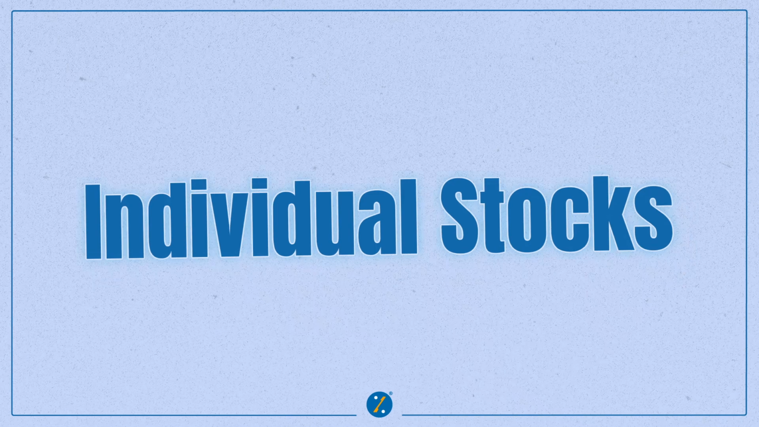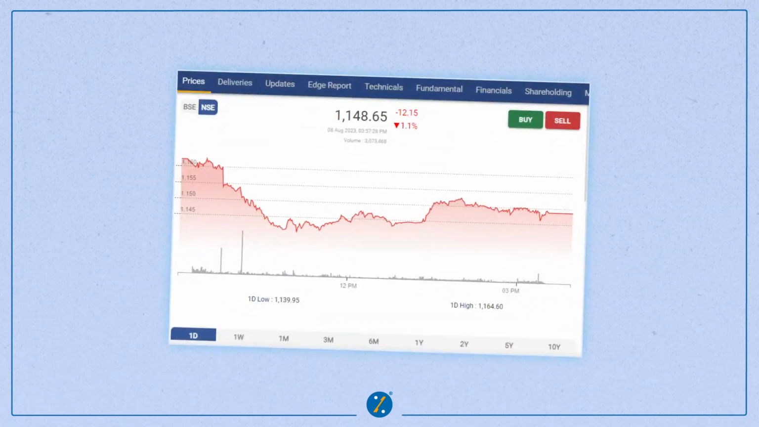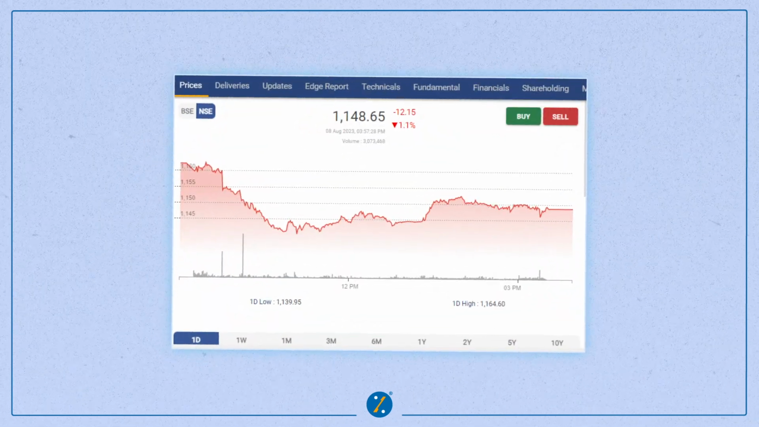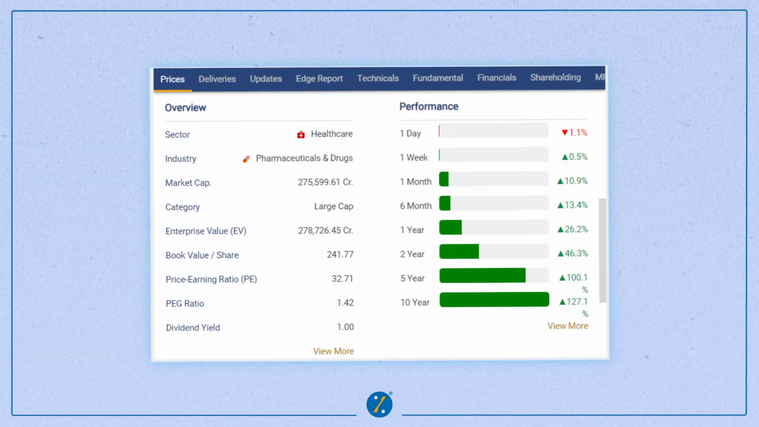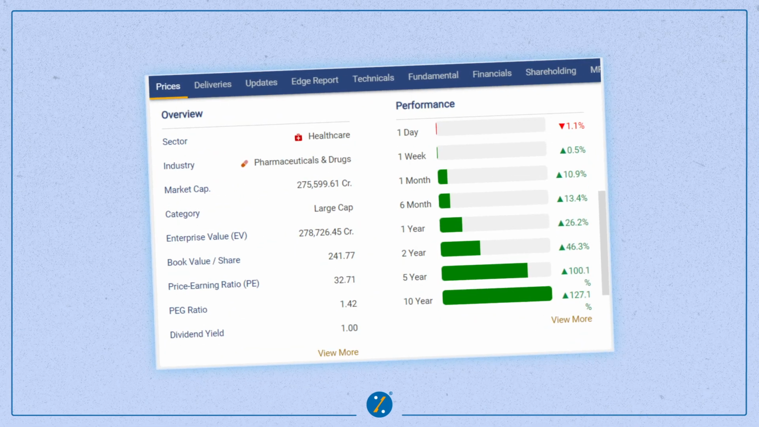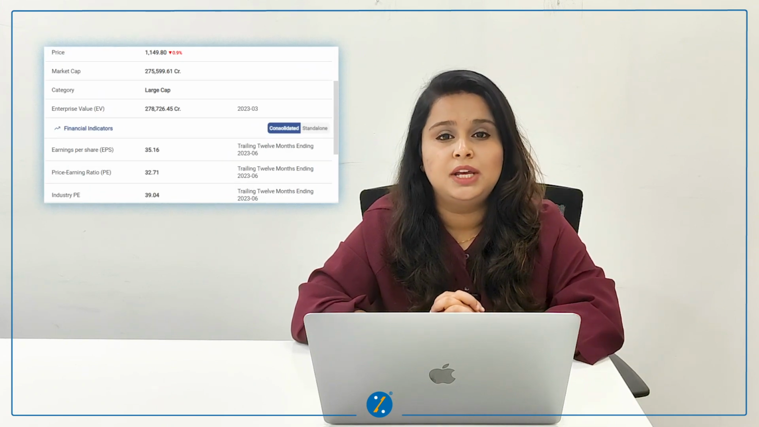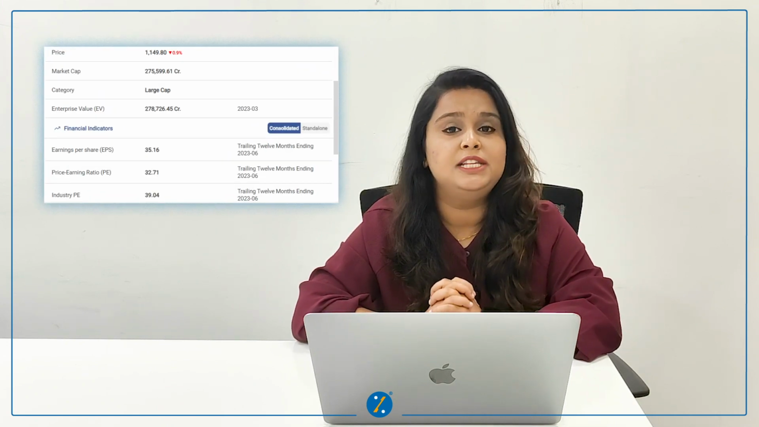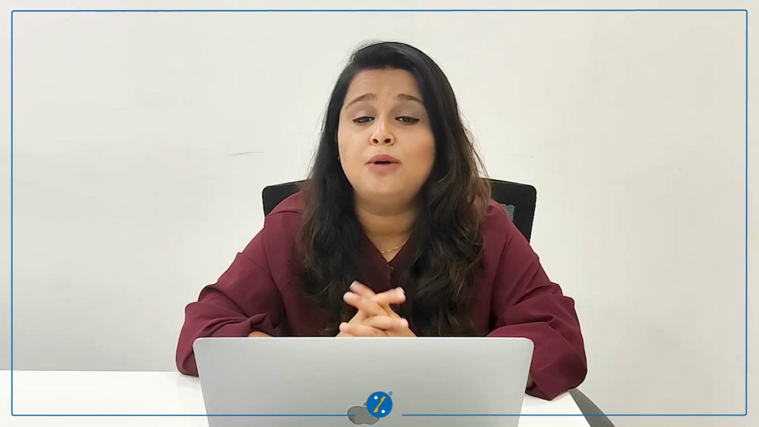Now let's discuss individual stocks. Owning shares of a particular company. While this is riskier than mutual funds, it has the potential to offer higher returns. Investing in individual stocks requires research and a complete understanding of the company's fundamentals. It is very crucial to diversify your stock portfolio in order to mitigate risk. Although you may find it a little intimidating at first, many successful investors have started their journey from well-researched stocks.